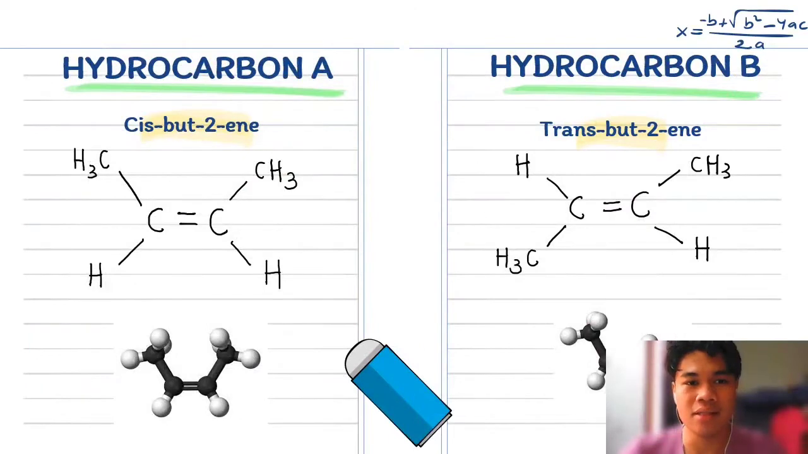Since we know that hydrocarbon A and hydrocarbon B are isomers, we can justify that hydrocarbon A is cis-but-2-ene while hydrocarbon B is trans-but-2-ene. Here is the structural formula for hydrocarbon A and hydrocarbon B.